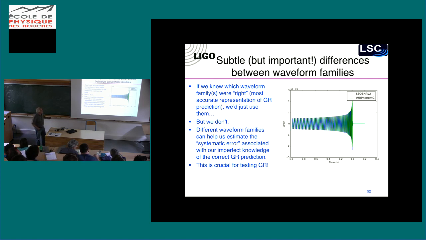As I mentioned, if we had the right model, we'd only need one, but they don't agree with each other. So different waveform families can help us estimate the systematic error associated with our imperfect knowledge of the correct GR prediction. And this is crucial for testing GR. You don't want to fool yourself by picking a model that doesn't quite agree with GR and saying, oh, I got some deviation from GR. That's wrong. Don't do that. So you have to be very careful.